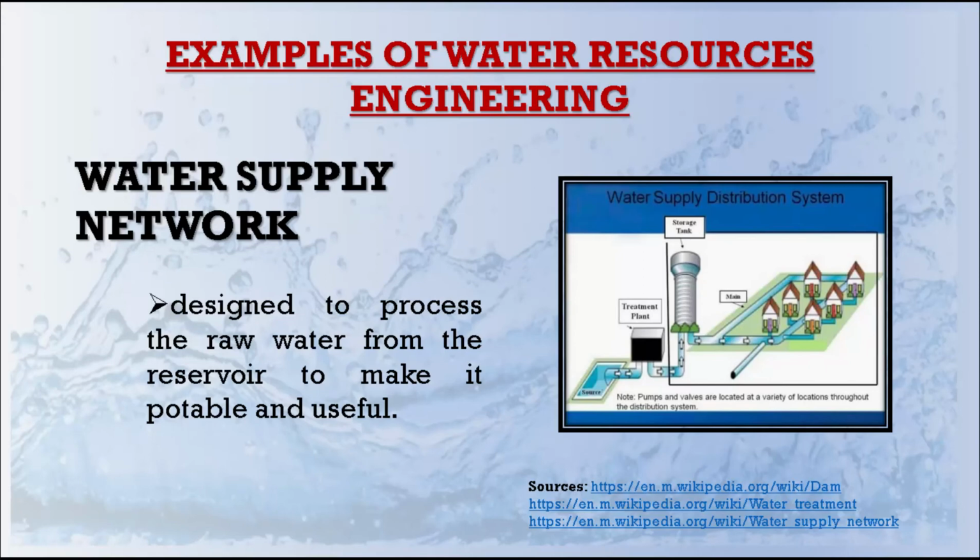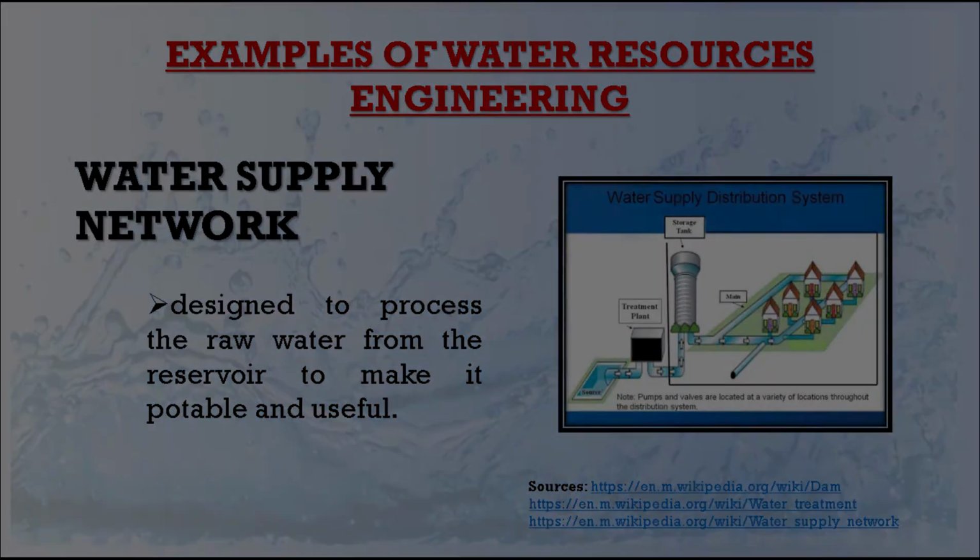And then, the water supply network or the water distribution system. It is a system of engineered hydraulic components where the processing of raw water takes place, from the storage area to water treatment facilities until the water is safe to be distributed to the community.